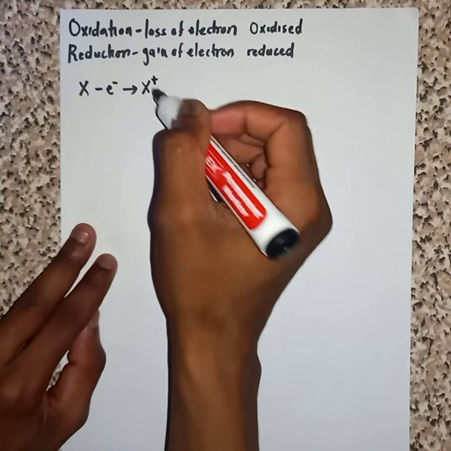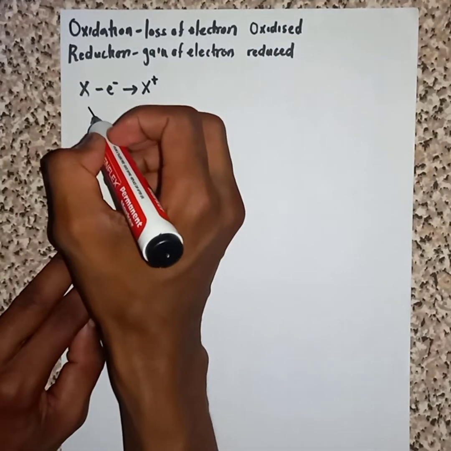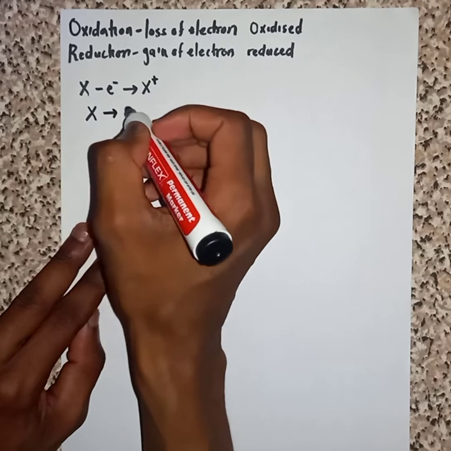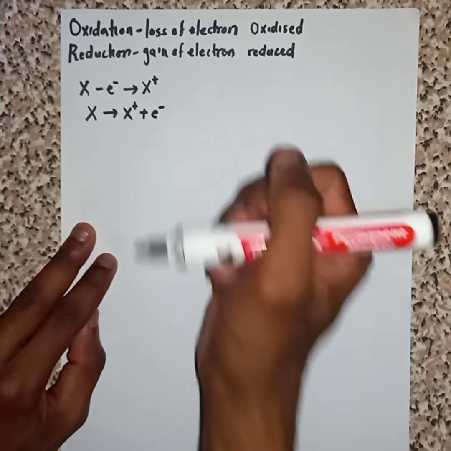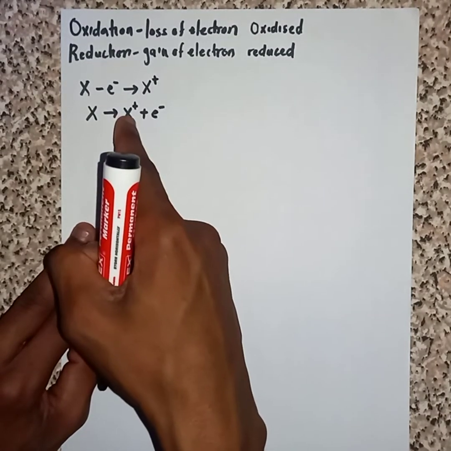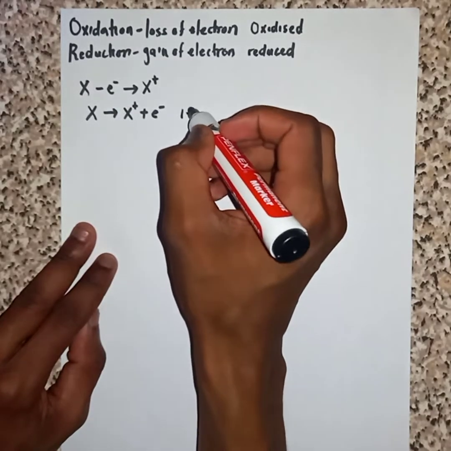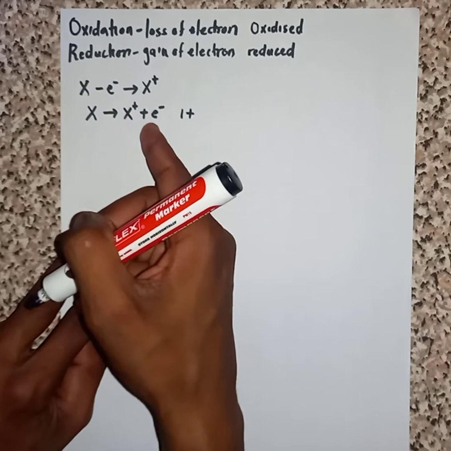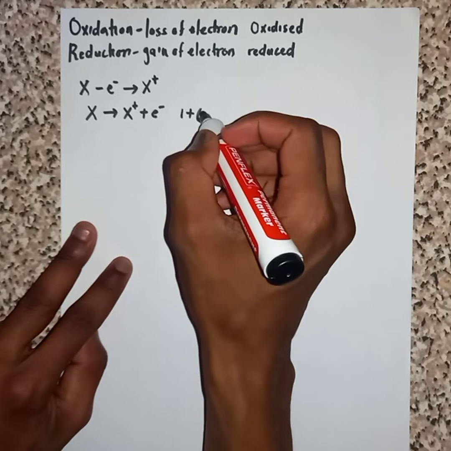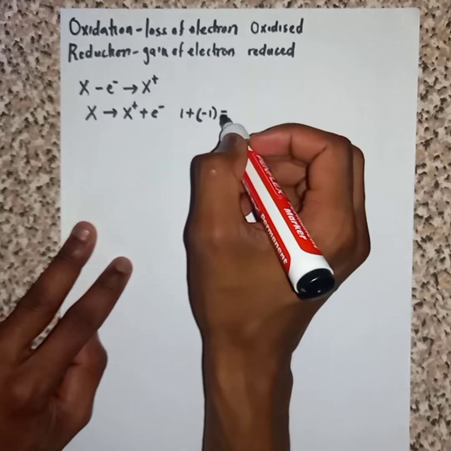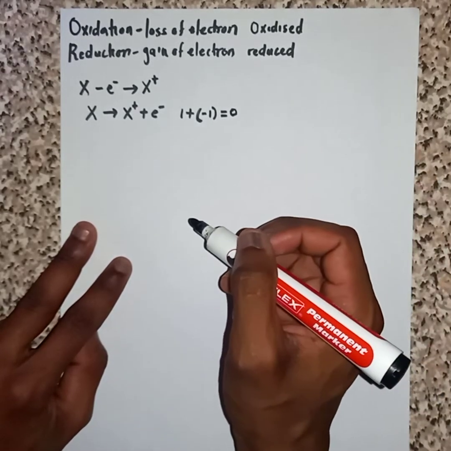It will become X plus. Let me take this negative to the right hand side, because normally we write it like this. Bear this in mind. I have plus one charge with this plus next to X, and e with one negative charge. Then my final answer, if I were to calculate this, I'm going to get 0, which is true.